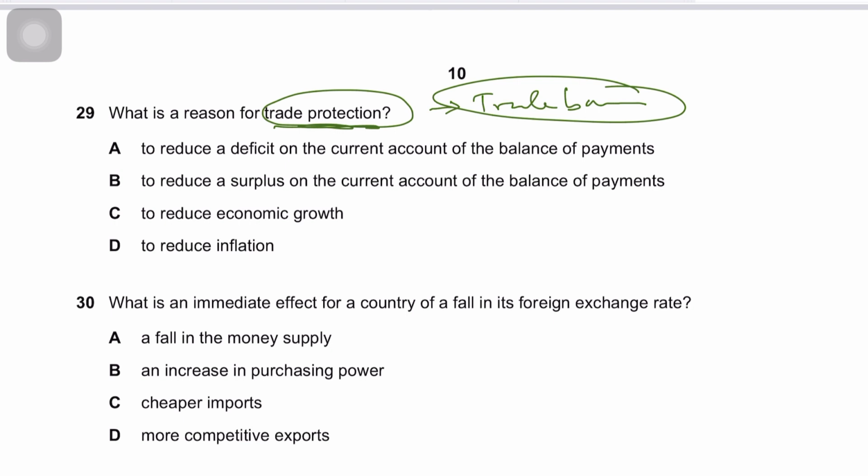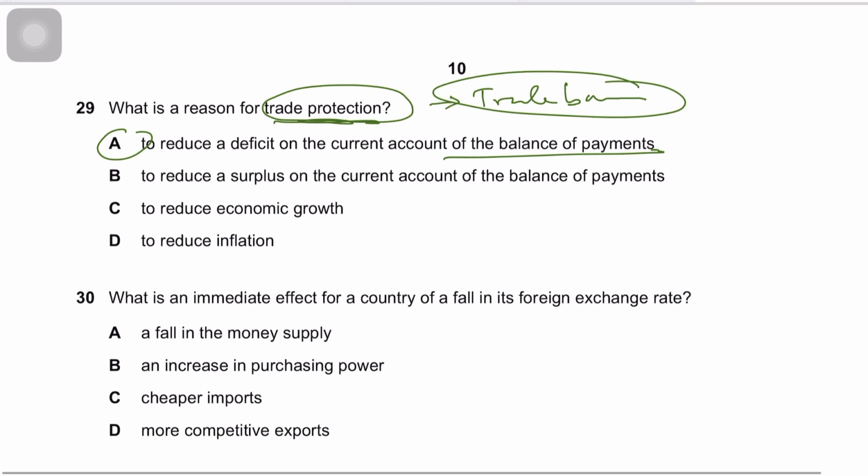A, to reduce a deficit on the current account of the BOP, because if you impose trade protection like tariffs and quotas, it would reduce your imports, it would reduce your import expenditures, and when import expenditures go down, your current account position would improve, right? So it would reduce the deficit on the current account.